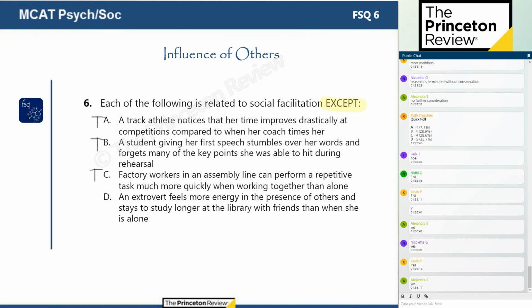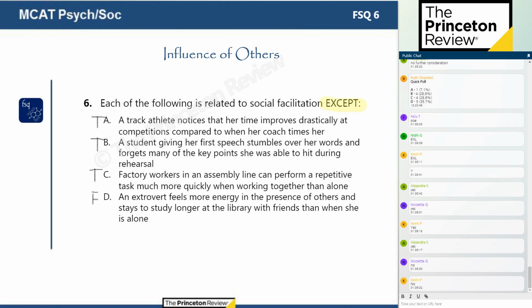An extrovert feels more energy in the presence of others and stays to study longer at the library than when she is alone. Does that fit social facilitation? Nope. That's all about being an extrovert. So our answer is indeed D.